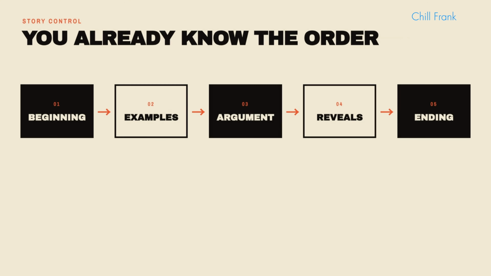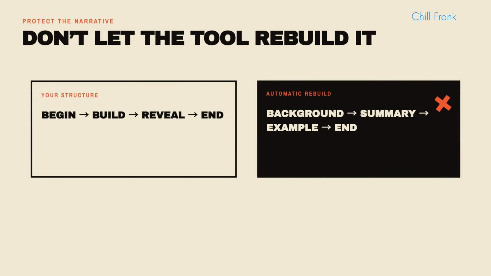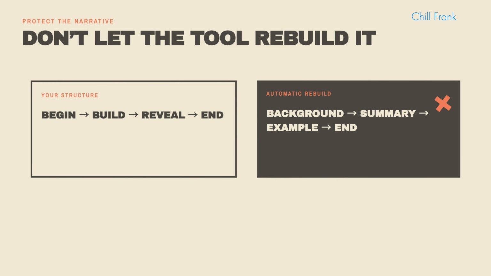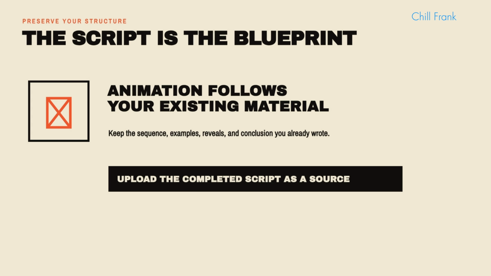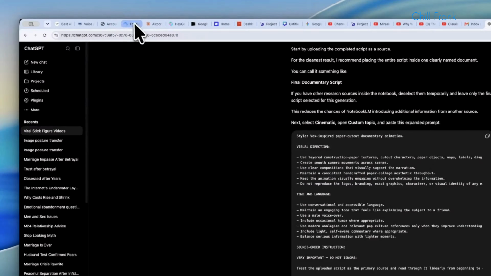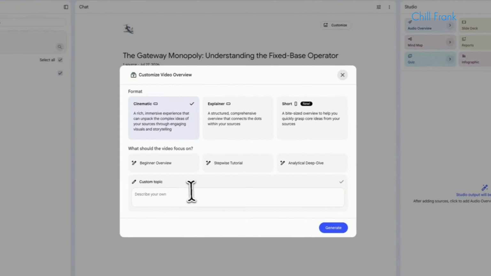Either way, you already know how the story should begin, which examples should appear, how the argument should develop, where the reveals should happen, and how the video should end. In that situation, you do not want NotebookLM to take your carefully structured script and completely rebuild it as a general summary. You want the animation to follow your existing material as closely as possible. Start by uploading the completed script as a source. Next, select Cinematic, open Custom Topic, and paste this expanded prompt.